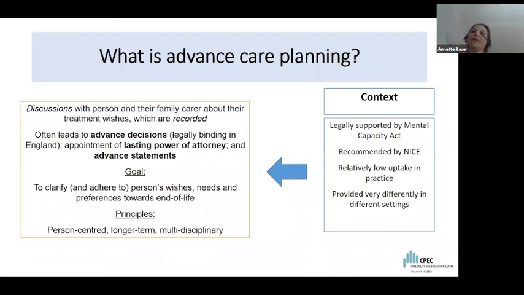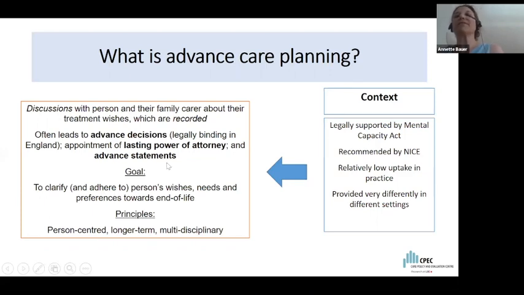Briefly, for every case summary we state a bit of a definition of what the intervention is about, or the area of intervention. Advanced care planning is a discussion between the person and the family carer about their treatment wishes, which are then also recorded. The goal is to clarify and hopefully also adhere to the person's wishes, needs, and preferences towards end of life. Often the process leads to advanced decisions, which are in England at least legally binding, and the appointment of a lasting power of attorney, and advanced statements, which are not legally binding but set out some of the preferences or treatment wishes.